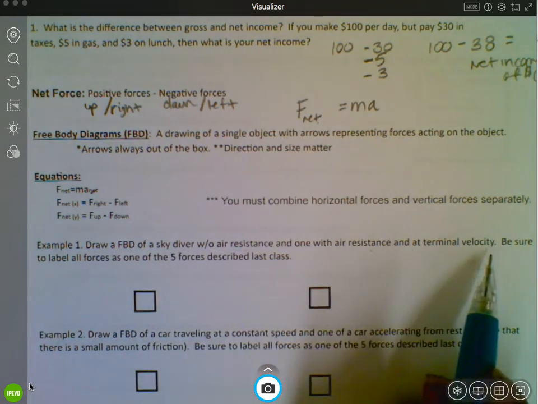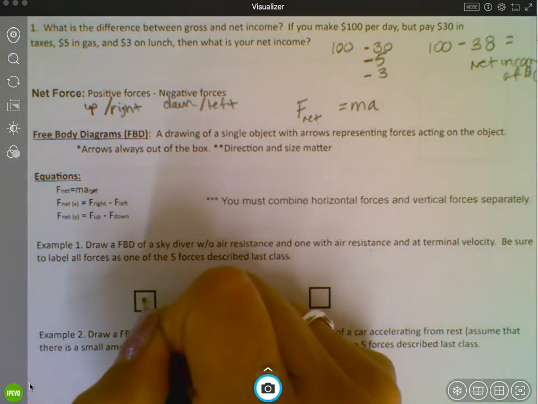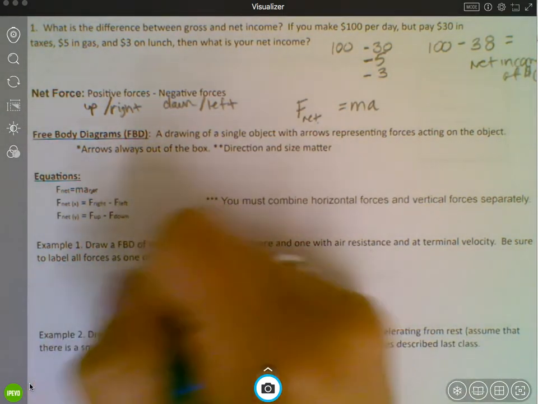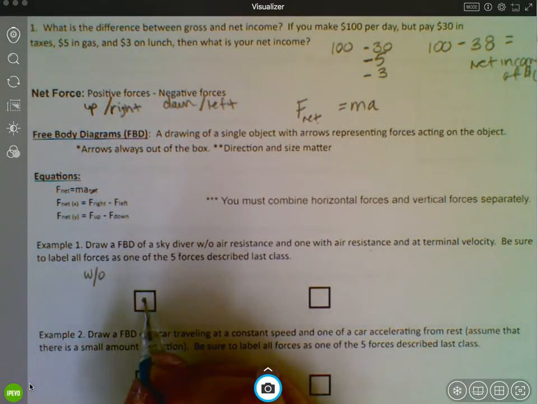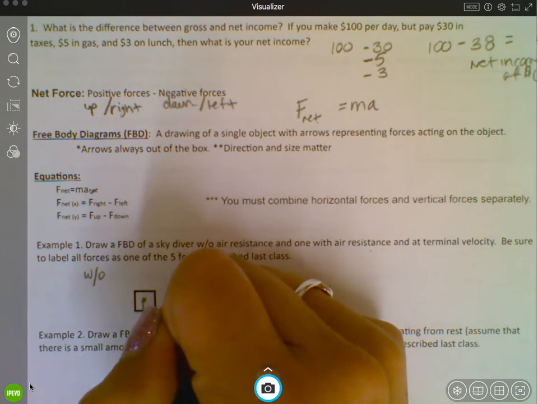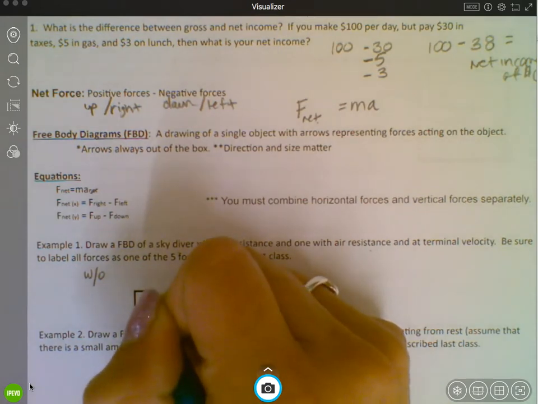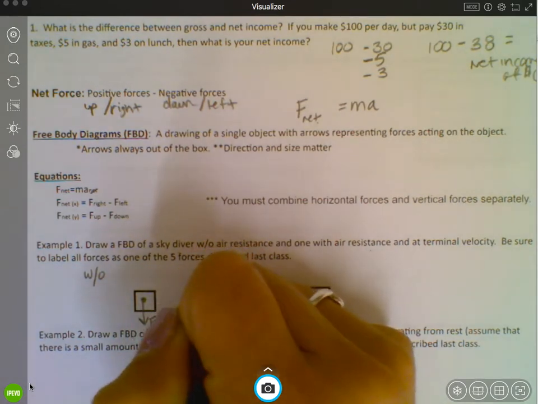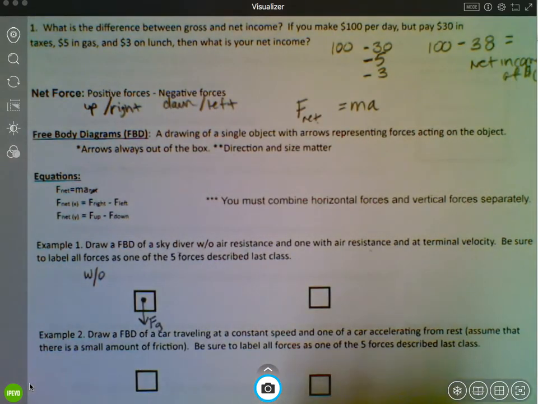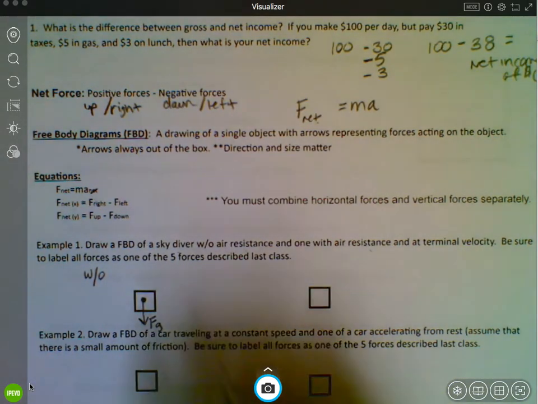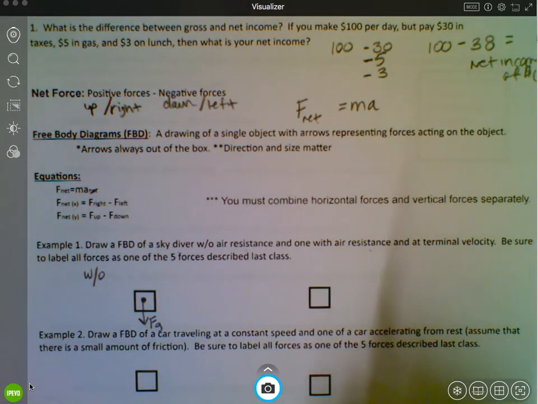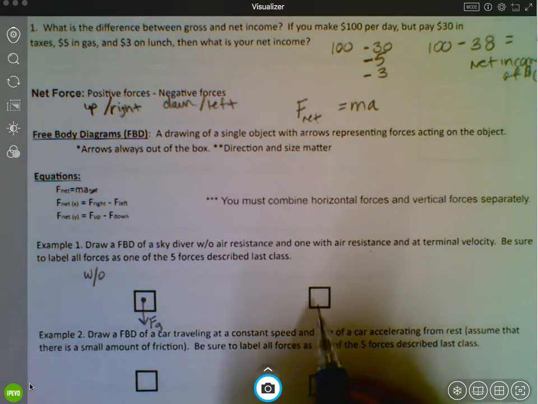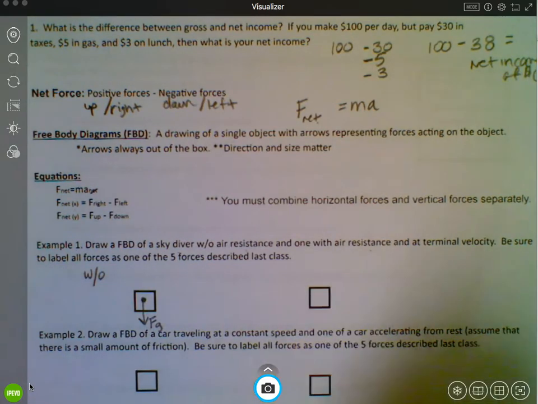So let's make this guy the one without air resistance. If he's without air resistance, that means the only force on him is the force of gravity. From the center, we draw down and label it FG, force of gravity. Since there's no air resistance, nothing's pushing him up or right or left. So that's the free body diagram. We're done. In box 2, be sure to label all forces as one of the 5 forces described in class. We already did that.